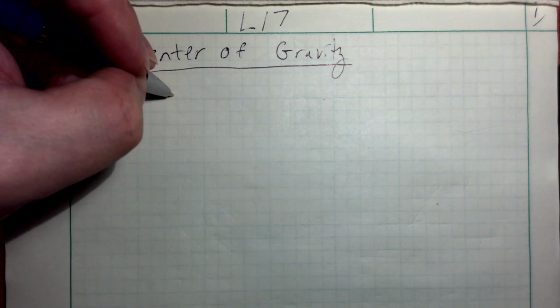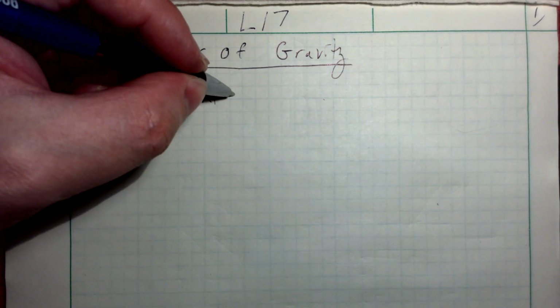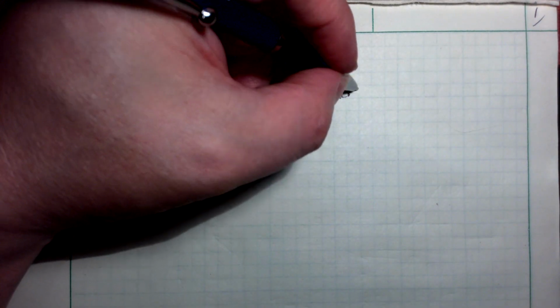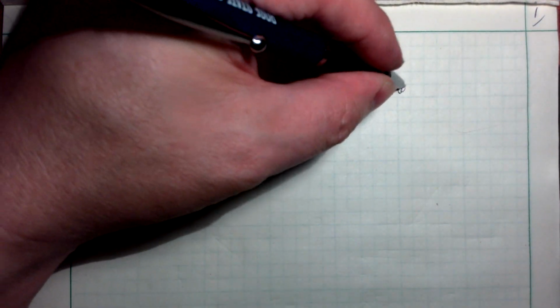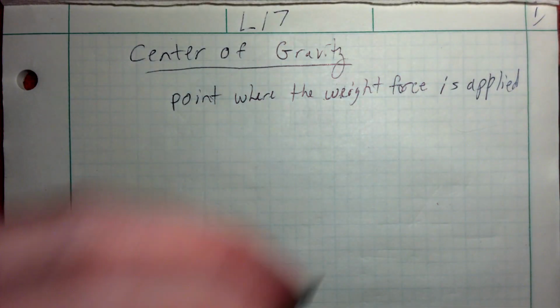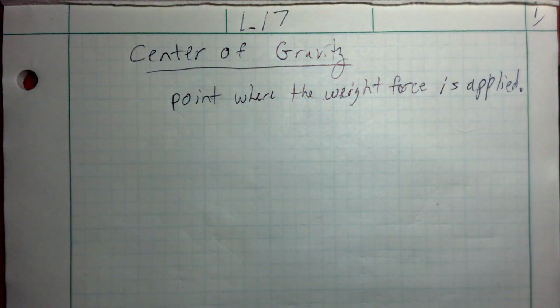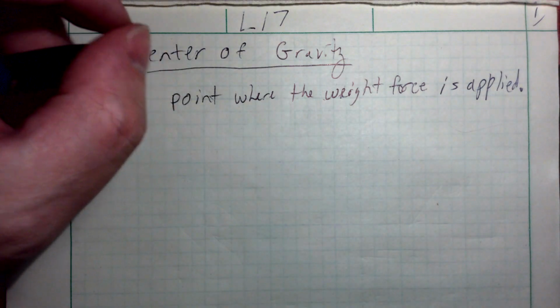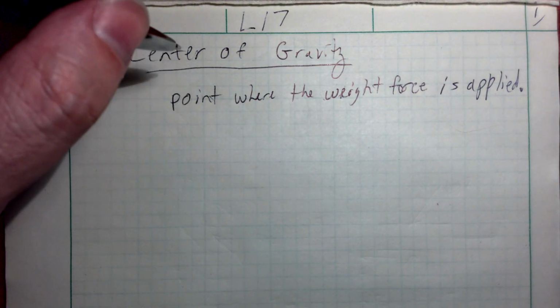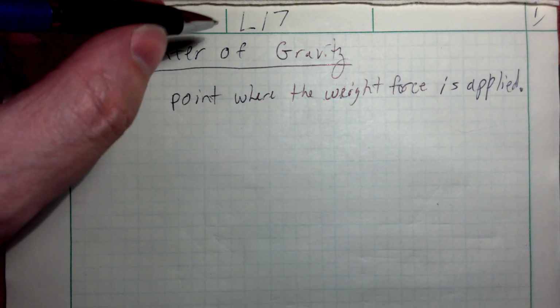Center of gravity is the point where the weight force is applied. So as we've seen throughout the course, the location of a force is very important in both 2 and 3 dimensions to determine the amount of moment that that force can cause at various points or about various axes. So knowing where the weight force needs to be applied is important information.